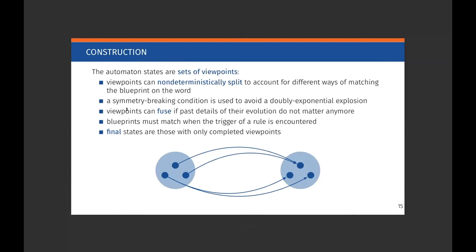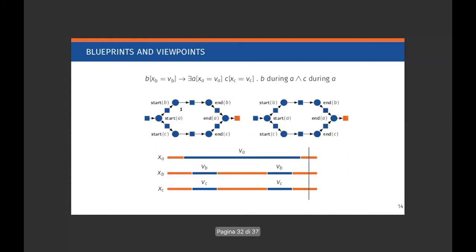So, the two viewpoints can fuse if past details of their evolution do not matter anymore. Like in this case, we choose to read the word in different ways. But when the automaton reads this point, the two viewpoints are the same, because it doesn't matter anymore, the past occurrences of the word.